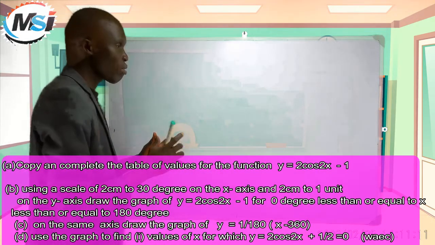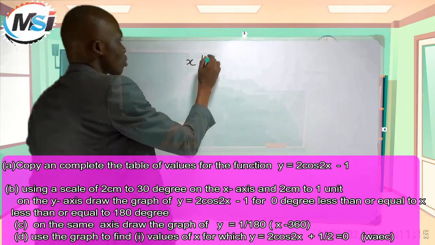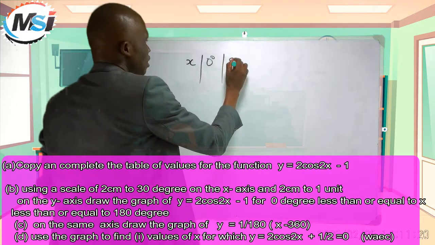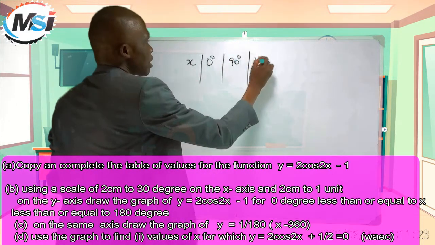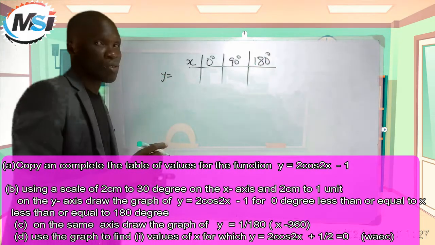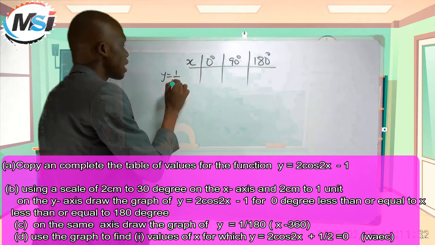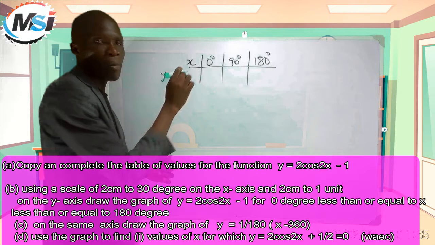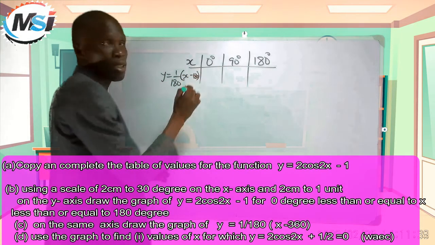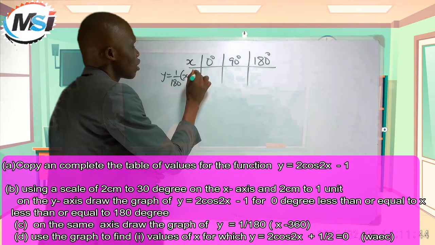Just speak about 3 values of your x by saying x equals 0 degree, followed by what? 90 degree, and followed by 180 degree. Now y will give us, from the question given to us, y equals 1 over 180 degree bracket x minus 180, sorry, 360. So this will give us 360 degree.